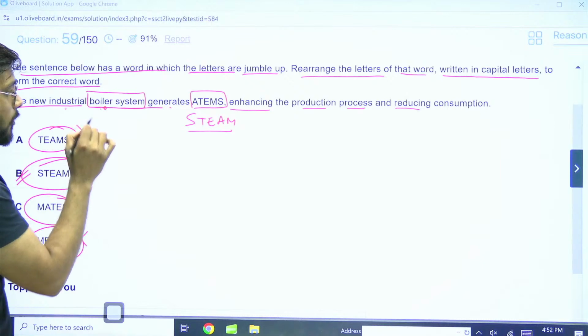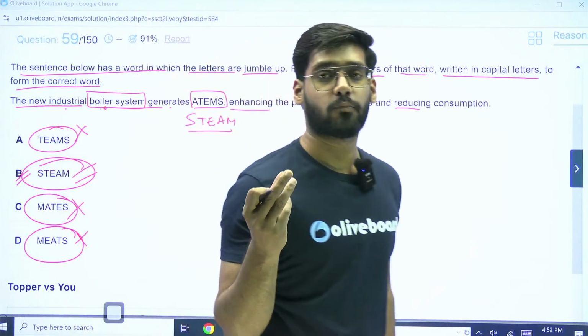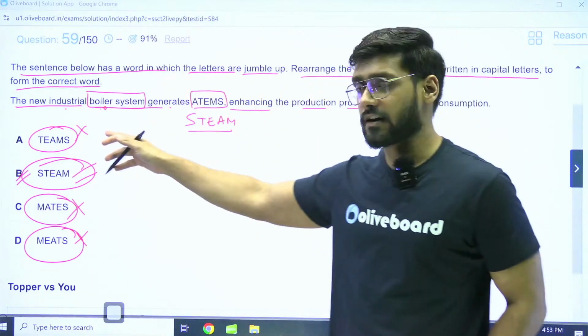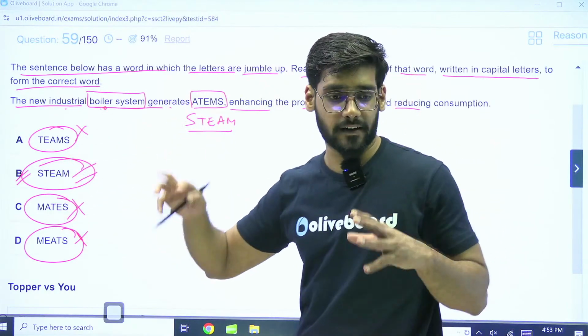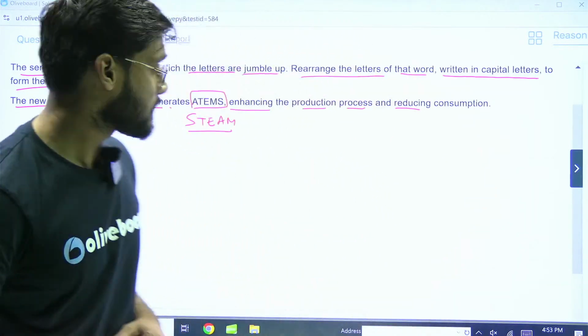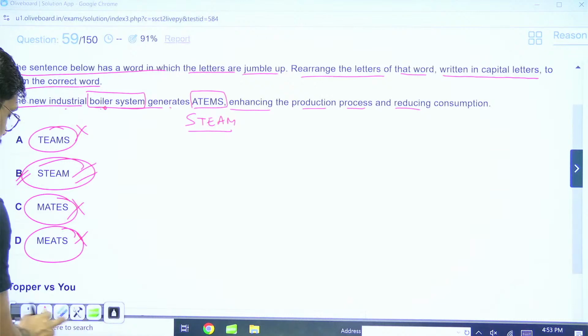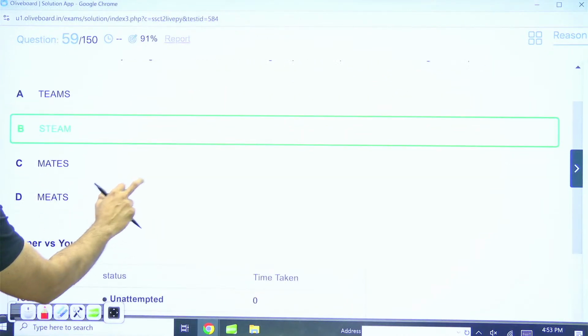Focus on this word, boiler. Boiler will generate what? Boiler will not generate meats or mates. Only steam will be generated with the help of a boiler. The right answer should be option number B, steam. Okay.